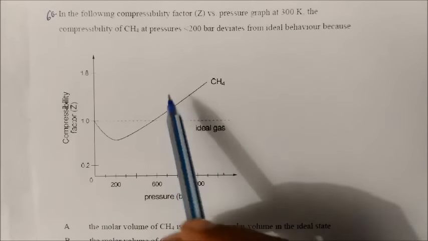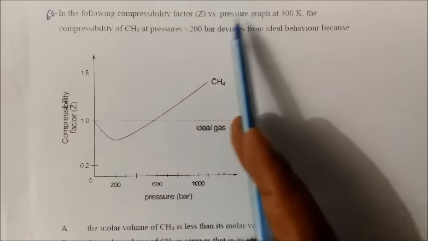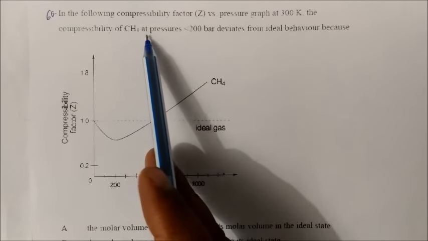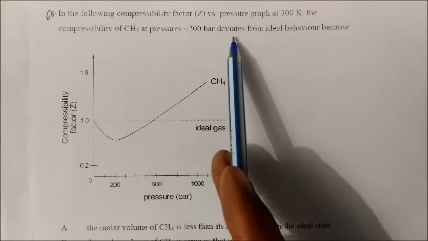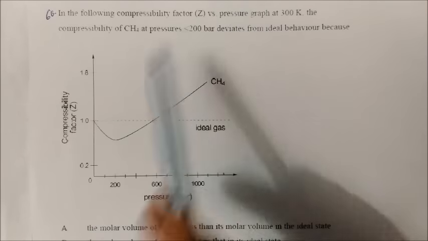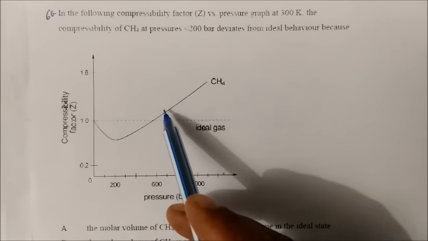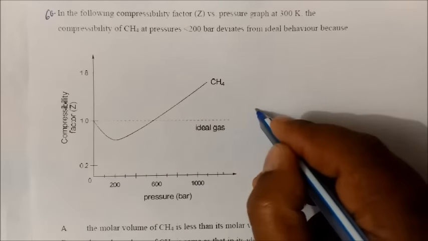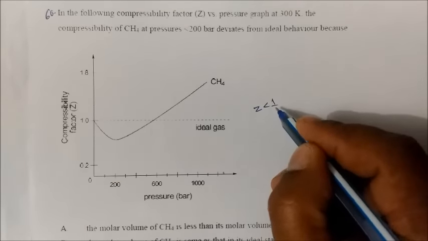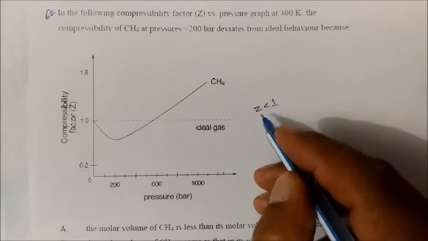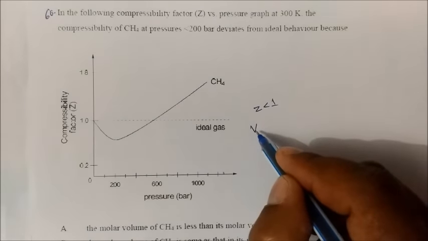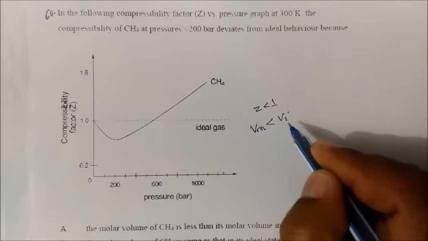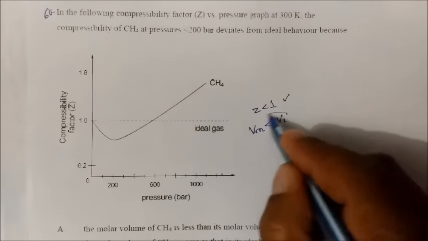In the following compressibility factor Z versus pressure graph at 300 Kelvin, the compressibility factor of CH4 at pressures less than 200 bar deviates from the ideal behavior. Why is it deviating? You can see it is deviating at less than 200 bars. If the compressibility factor is less than 1, then this deviation will take place. And in terms of volume, we can write that the molar volume will always be less than the ideal volume. This is only possible when this condition is prevailing.